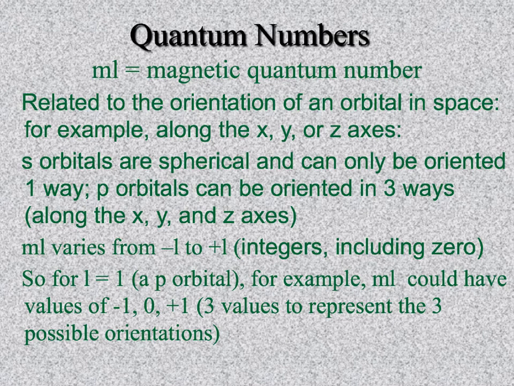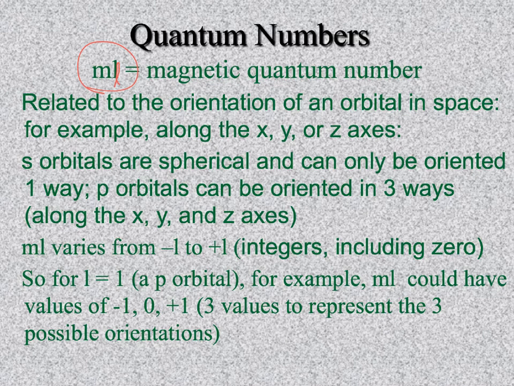That's m sub L. The third quantum number is m sub L, the magnetic quantum number. And this one gets a little bit more complex. I think this is the one that probably throws people off. So let me give you a little preview.